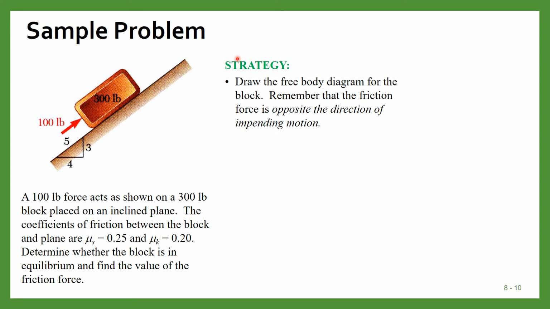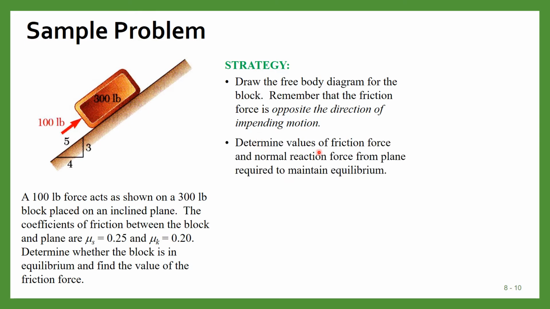So these are the steps. First we will draw the free body diagram. Remember that the friction force is opposite to the direction of impending motion. In whichever direction you know the block will move, you will apply the frictional force opposite to that. Then the next step is to determine the values of the friction force and normal reaction force from the plane required to maintain equilibrium. So we will suppose the body is in equilibrium, and then we will calculate the frictional force and normal reaction required for equilibrium.